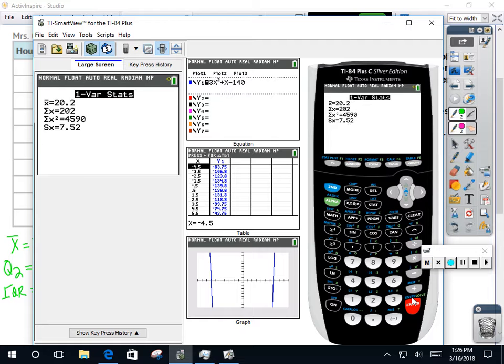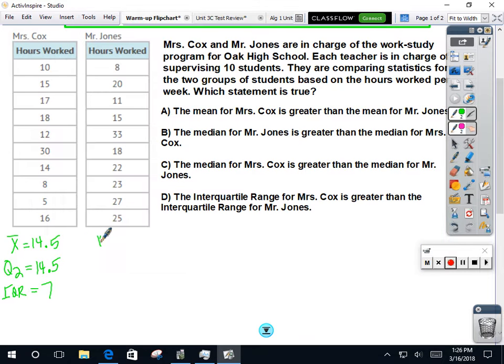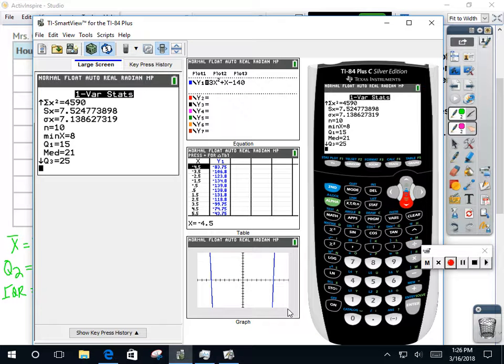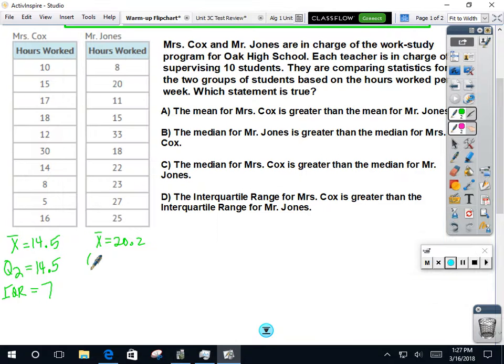What is the mean for his students? 20.2 hours. Okay, then what is the median for his students? 21. And what is the IQR for his students? 10. Q3 is 25, Q1 is 15. When you subtract those, you get 10. So his median, which is also known as Q2, was what? 21. And the IQR for his data was 10.